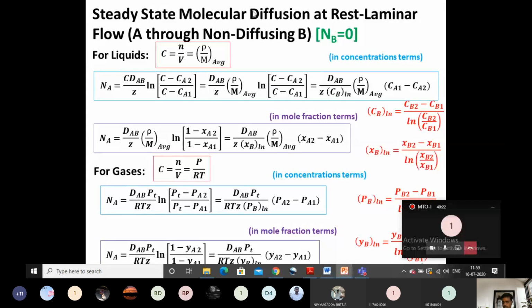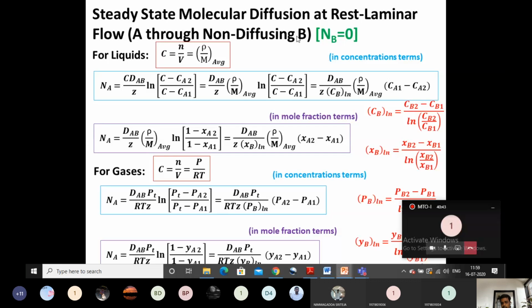So the first case is steady state molecular diffusion at rest, in laminar flow. All these equations are applicable only to laminar flow in the molecular diffusion case. So in this one, A through non-diffusing B. What does that mean? A through non-diffusing B means A is just diffusing, whereas B is not diffusing at all.